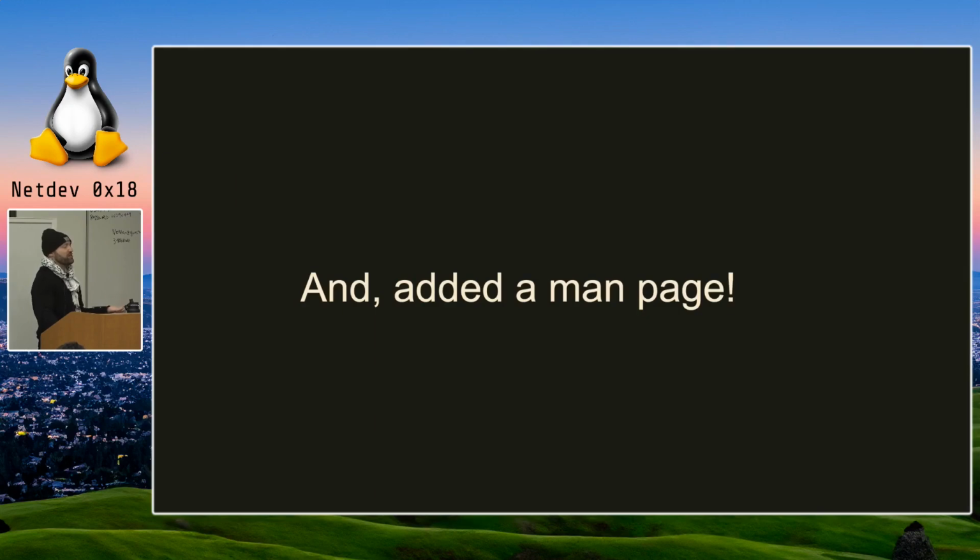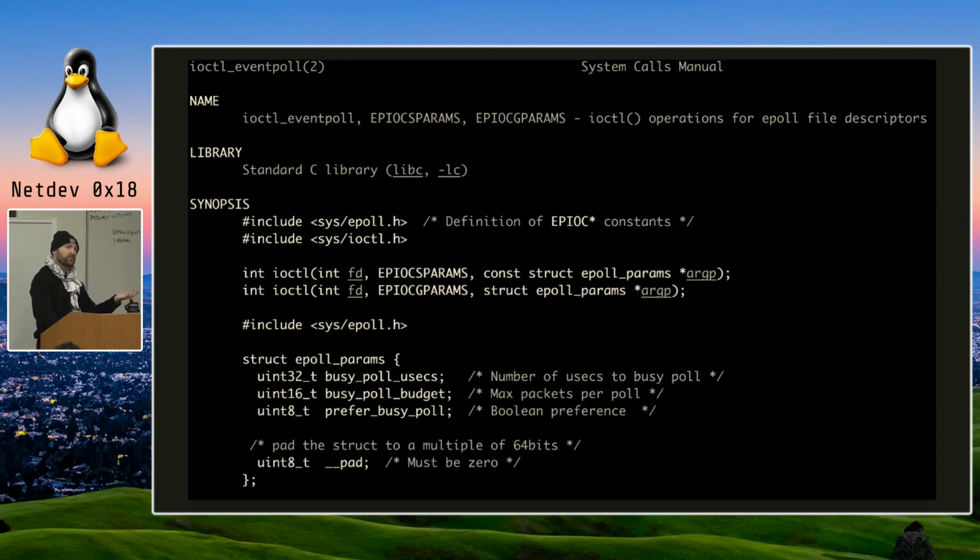And because I was complaining about documentation, part of that falls on me as somebody who works on this, or was working on this. I added a man page, which was added to the man pages project. I have no idea how often distributions pull these in, but there's a man page that explains how to use the ioctl, what the parameters are, what you set them to, and so on.